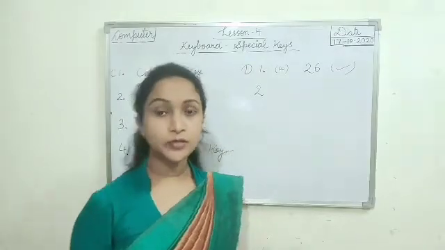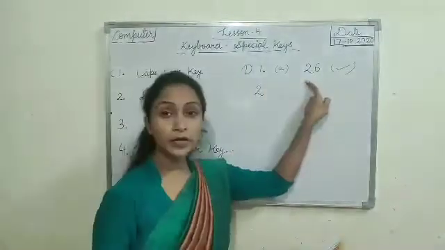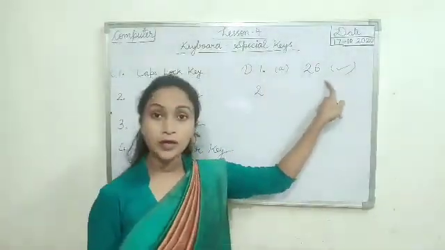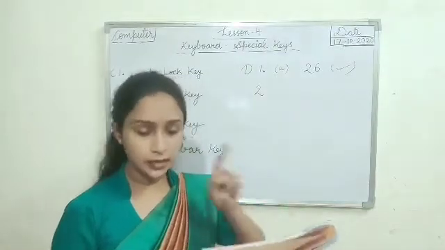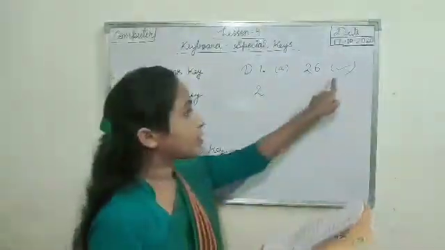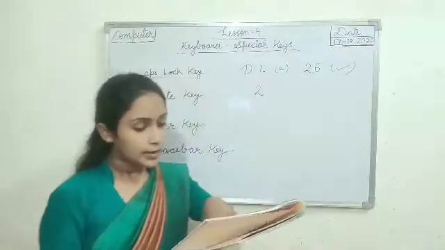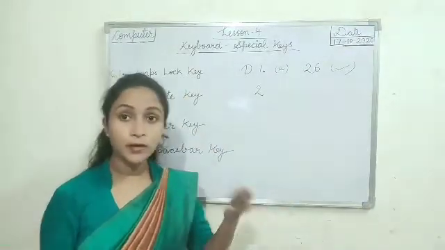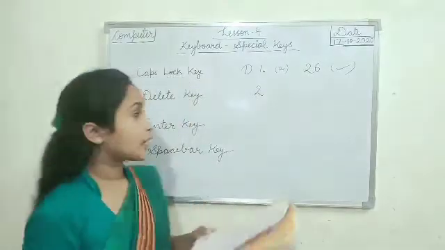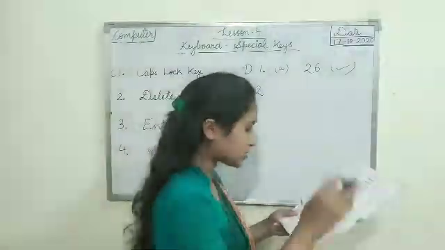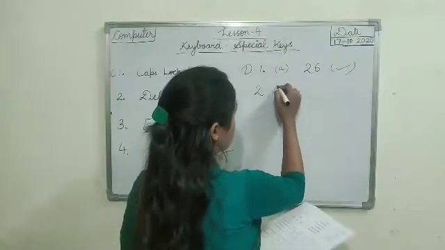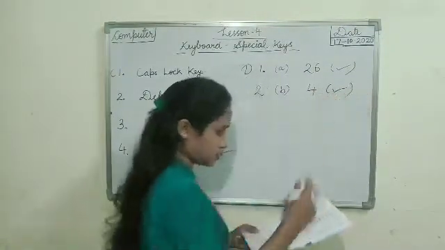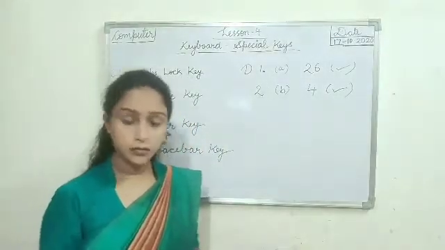Understood? How many alphabet keys are there on a keyboard? 26. So which option is correct? A option is correct. Okay, tick there. Next, how many arrow keys are there on a keyboard? So we all know up arrow, down arrow, left arrow and right arrow. So how many arrows are there? 4. Which option is correct? B option. 4 arrow keys. Tick there in your book.